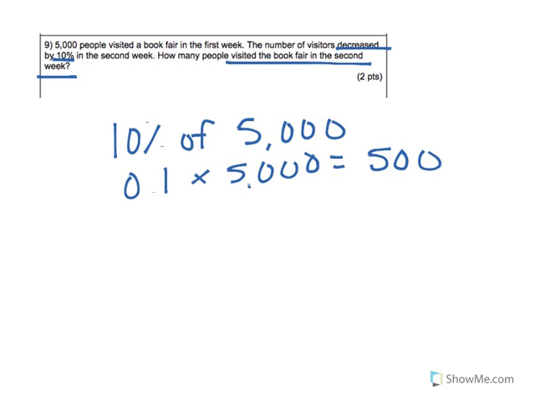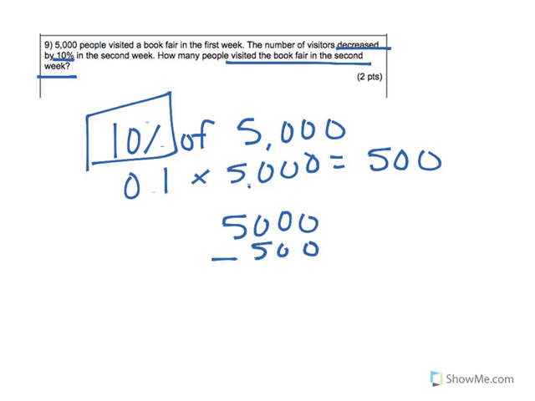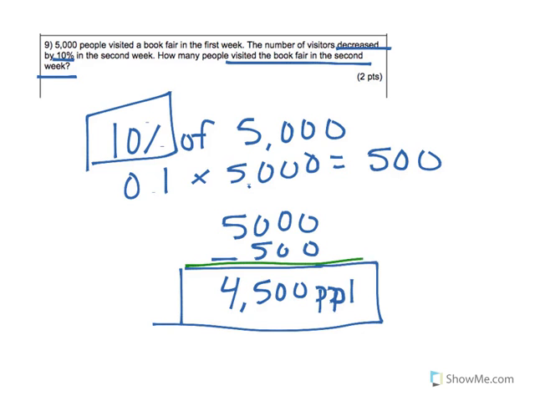So is this my answer? No, that's the amount of the decrease. So 500 is 10%. That means that that is the amount it went down. I'm still trying to figure out how many people came. So there were 5,000 people that came. It went down 500 the second week. So I'm just going to subtract to get 4,500 people attending the second week. So again, the biggest mistake here was people just left 500 as their answer, not really thinking about what that 500 represented. 500 represented the amount of people who did not come, so to figure out the people that did come, you have 4,500.